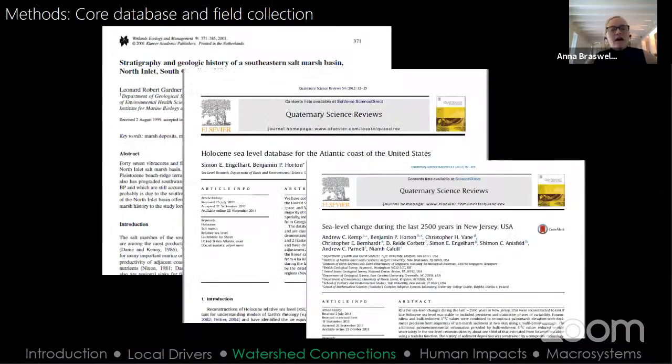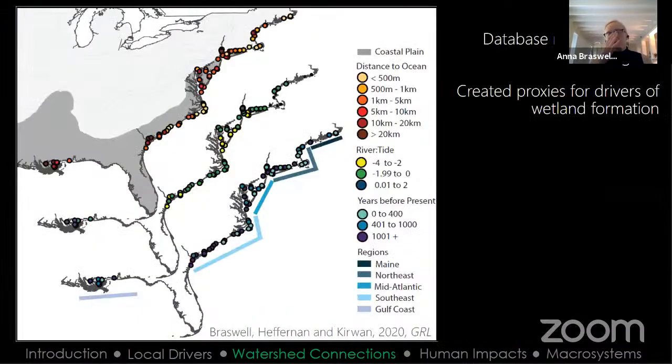So what we did is we made a core database. We took any study that took a long marsh core. They went out to a marsh, they took a core, and they dated the marsh based on the basal peat layer, so the beginning and the formation of the marsh. And we collected information about those particular cores. When we looked across the East and Gulf Coast, these are the core samples that came up.